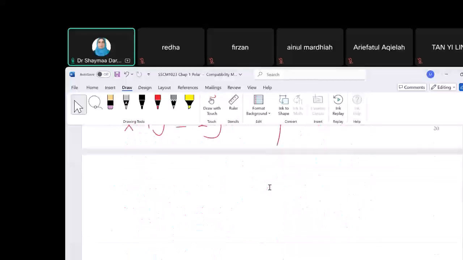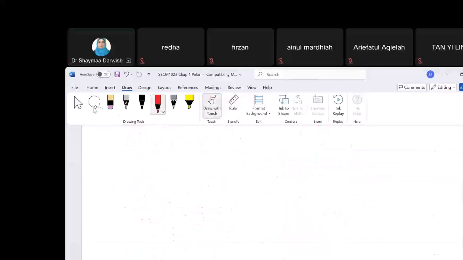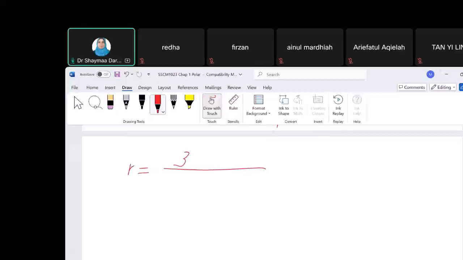Okay, the second one, r is equal to 3 over 4 cos theta plus 5 sin theta.